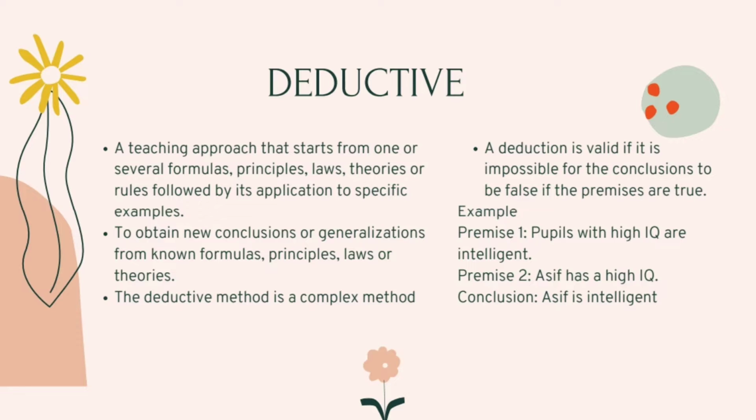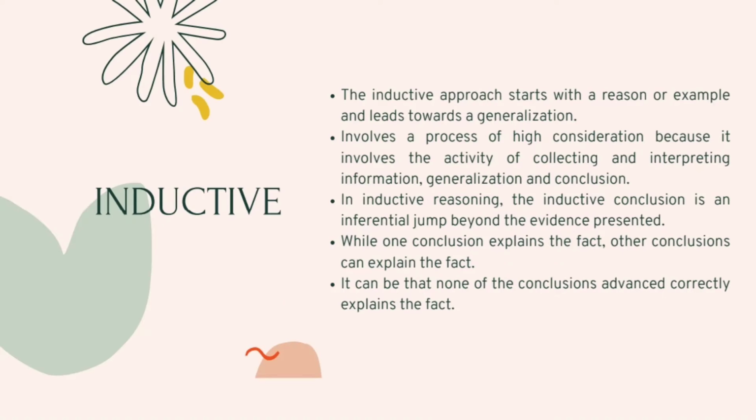For example, premise 1: People with a high IQ are intelligent. Premise 2: Asif has a high IQ. Conclusion: Asif is intelligent. For deductive, the approach starts with a reason or example and leads toward generalization. It involves a process of high consideration because it involves the activity of collecting and interpreting information, generalization, and conclusion.